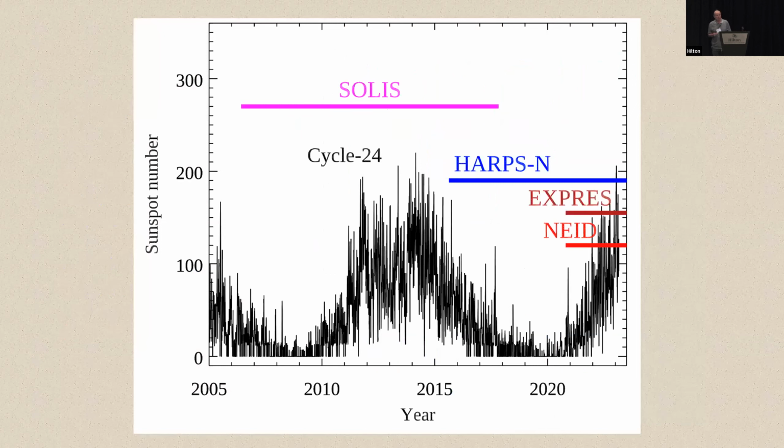The big advantage of SOLIS is that it ran over a full solar cycle. It started in 2006, and they paused operations in 2018. This figure shows the sunspot number as a function of time, and SOLIS covered all of cycle 24. They paused operation in 2018 when the facilities of the National Solar Observatory on Kitt Peak were decommissioned, and they are moving it to Big Bear. It has taken them longer than they would like, but Luke Bertello tells me that they will be restarting this year. And of course, HARPS North has been running, and EXPRES is now running, and NEID is running, so there will be a lot of facilities looking at the spectrum of the sun as a star.